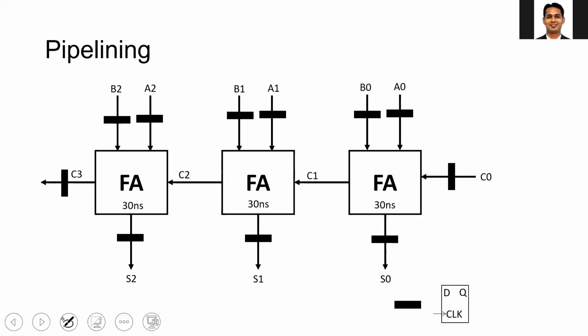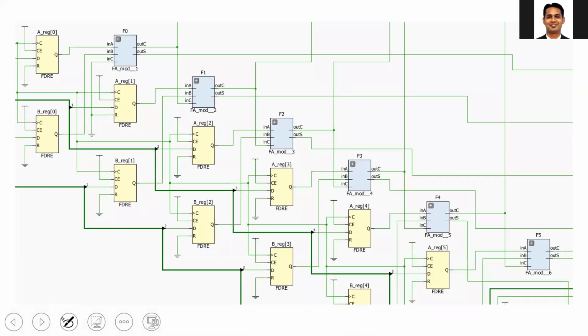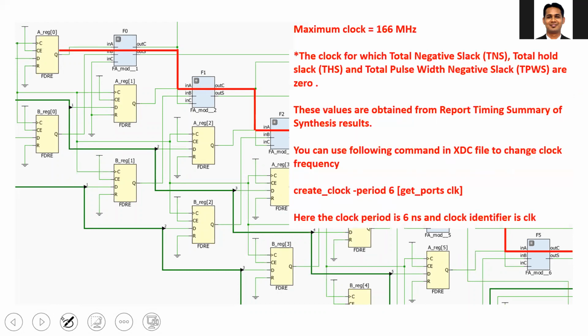And with this one, your critical path will be like this. And if you see in the schematic that you will see in Vivado, you will see the circuit like this, and your critical path will be like this. Then you are going to do some experiments with the clock frequency in the XDC file. You will play around with the clock frequency, and you will see that for some clock frequencies your timing constraints are met, while for others your timing constraints are not met.